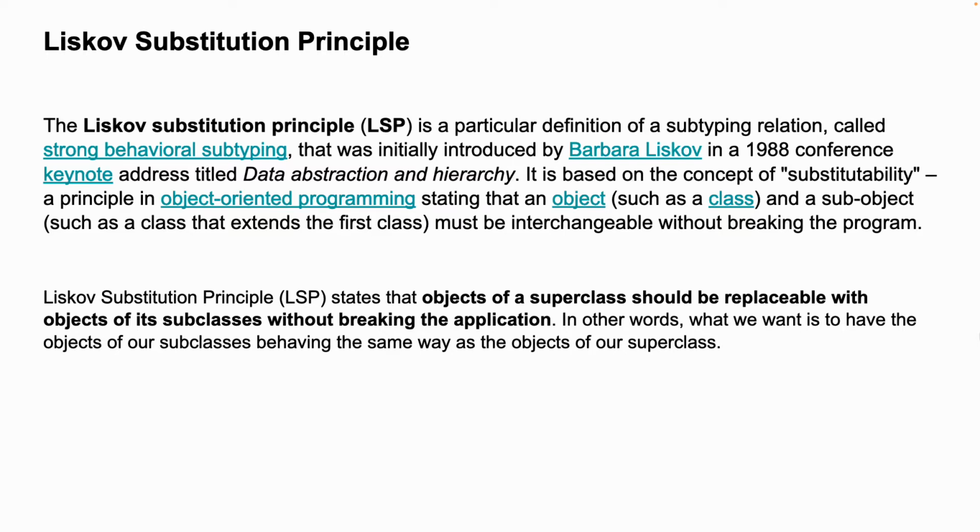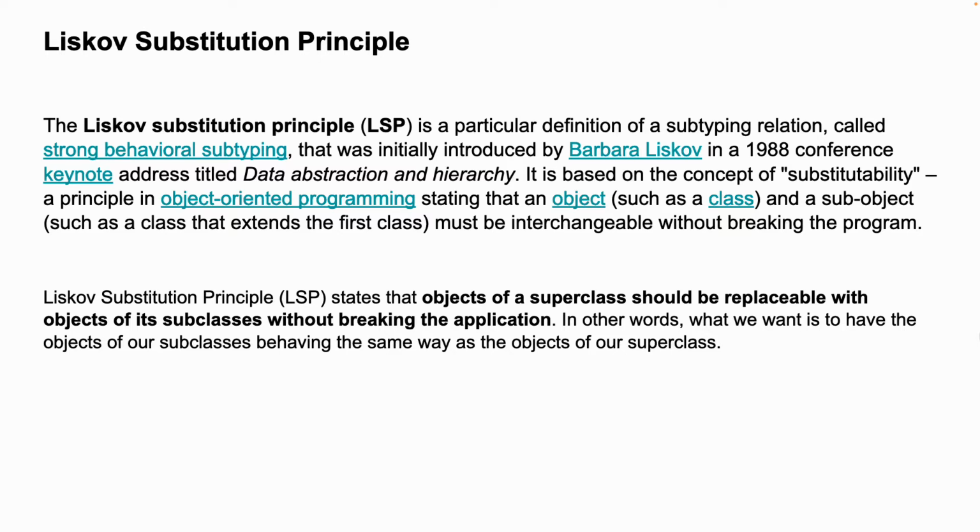It says that the superclass should be replaceable with the object of the subclass without breaking the application. So when you have a parent and a child class, and you have an is-a relationship, your parent class should be replaceable with your child class without breaking any application. In other words, you want your subclass to behave the same way as your superclass, or you want your child class to behave the same way as your parent class is behaving.